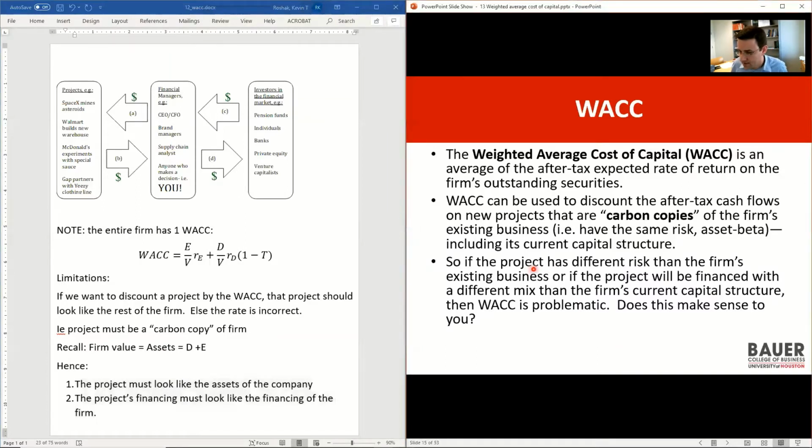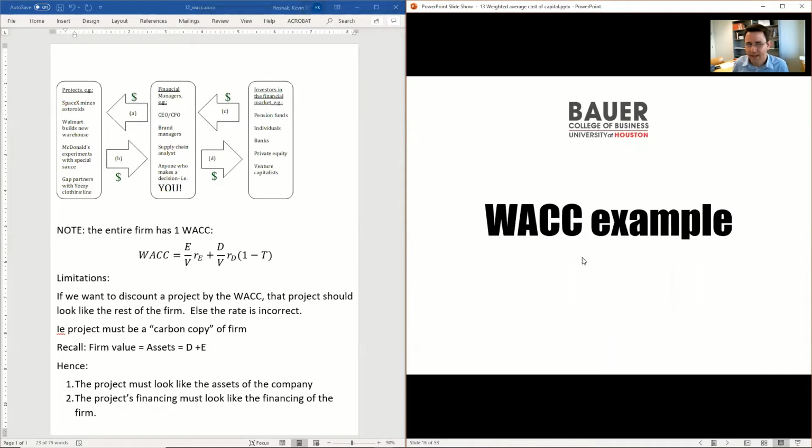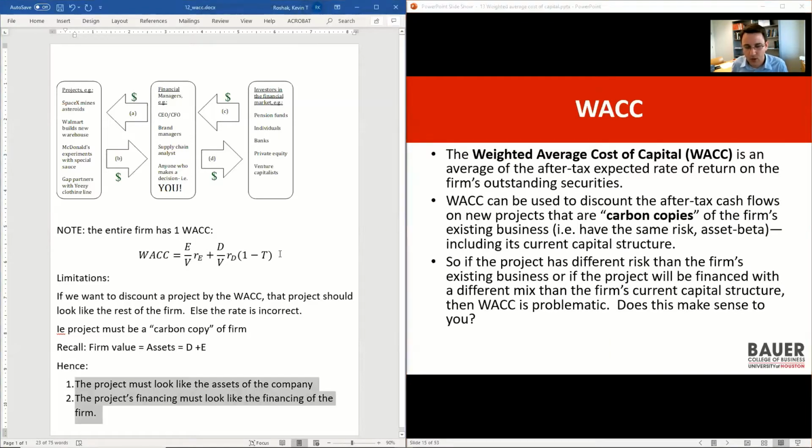Okay. And this last bullet point is about the assets. If the project has a different risk than the existing business, then the WACC is not going to be appropriate. And likewise, if the financing is different, then the tax shields are going to be different, and the WACC should be different. So I think it's somewhat intuitive. You just look at this equation and you think, well, if I'm going to use this discount rate for my project, these numbers should hold for my project. And in order for that to be true, your project needs to look like the rest of the firm.